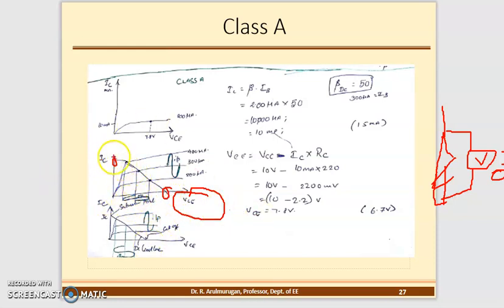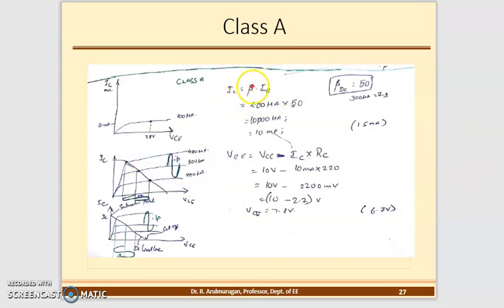Next, you are going to draw the load line. How to draw it? Find the Q point, then after finding the Q point, join the lines. How to find the Q point? There are 2 steps. Step number 1: collector current is equal to gain multiplied by base current.